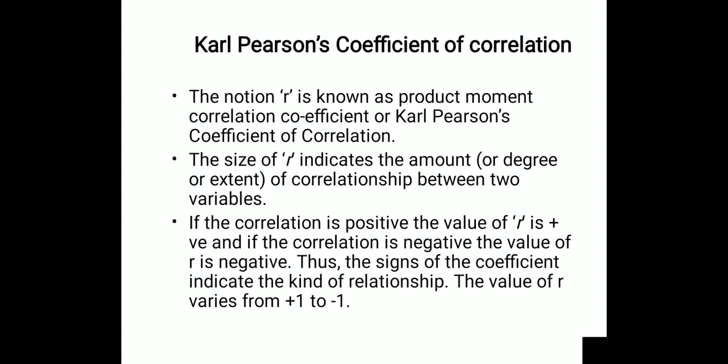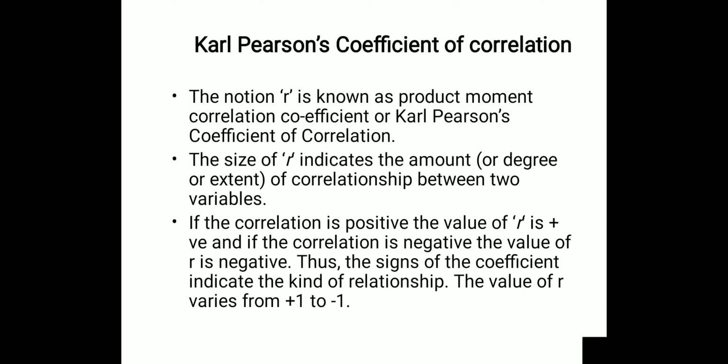There are several methods of calculating the coefficient of correlation. In this subject, based on the syllabus, we will be discussing only Karl Pearson's coefficient of correlation, which is one of the best methods of calculation of correlation. The notation R is known as the product moment correlation coefficient, or we can also call it Karl Pearson's coefficient of correlation.